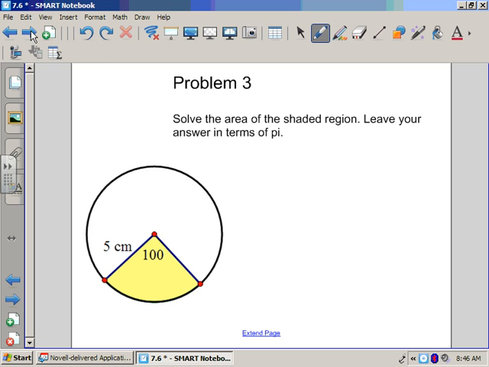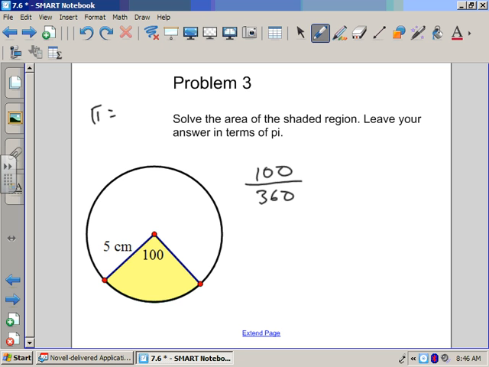Problem 3, solve the area of the shaded region. Leave your answer in terms of pi. Okay, this time, the shaded region, which is the yellow shaded region, is going to be a proportion of the entire area of the circle. And the proportion is going to be the 100 degrees of that central angle divided by the 360 degrees of the entire circle times the area of the circle.